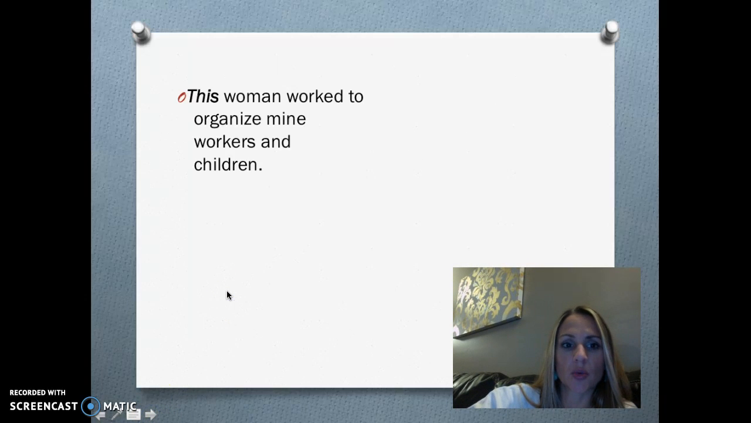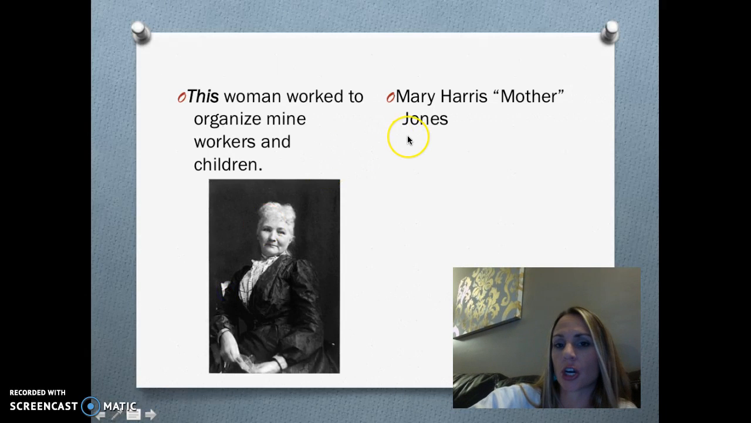This woman worked to organize mine workers and children, Mary Harris Mother Jones, and that's, of course, her, after she lost her husband and all of her children to yellow fever. They all died. She survived and then, of course, made it her goal to work for the better good of the children.